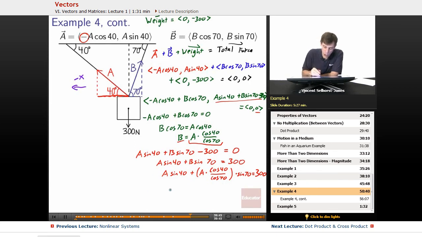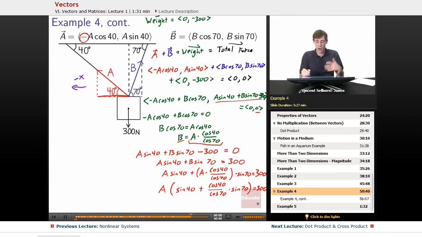So at this point, we pull out all of our A's. We've got A times sine 40 plus cosine 40 over cosine 70 times sine 70 equals 300. Notice that there's nothing we can cancel out there because we don't have any exactly matching things, but we can divide by it. 300 divided by sine 40 plus cosine 40 over cosine 70 times sine 70.